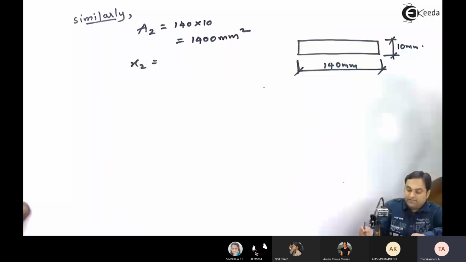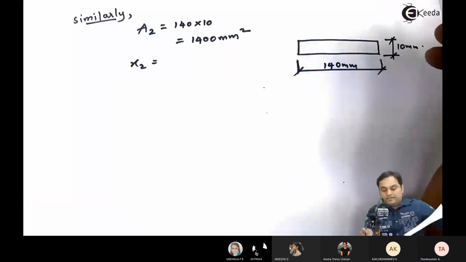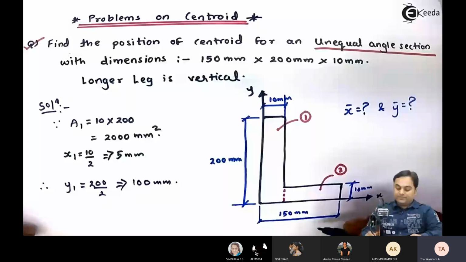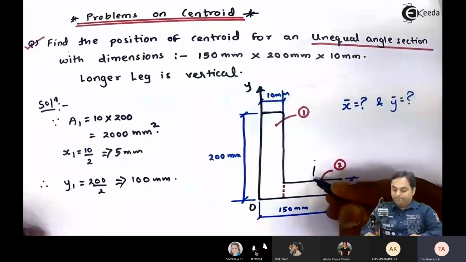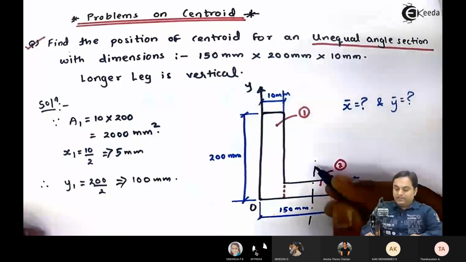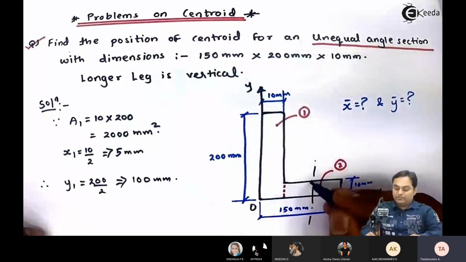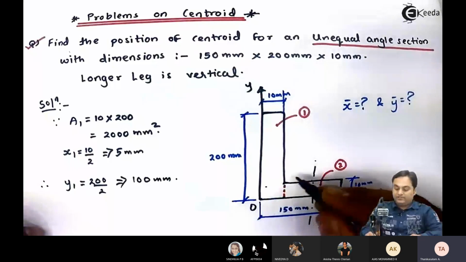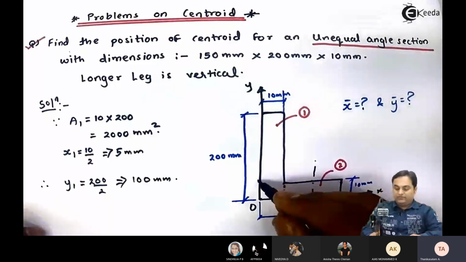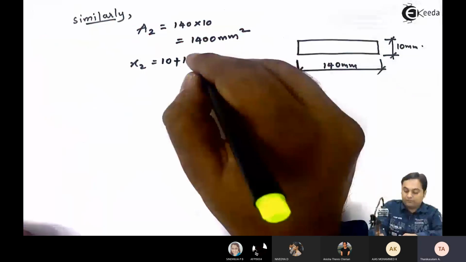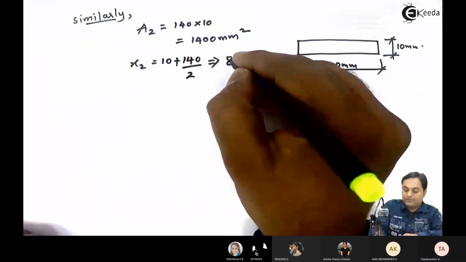x will be equal to, now x is the location of the y-axis with respect to origin for the second rectangle. For the second rectangle, the y-axis would be here, exactly at half of its width. Now width is 140, so 140 divided by 2 will give 70 plus 10, that will give the distance of the y-axis for the second rectangle from the origin. So it is 10 plus 140 by 2, that becomes 80.